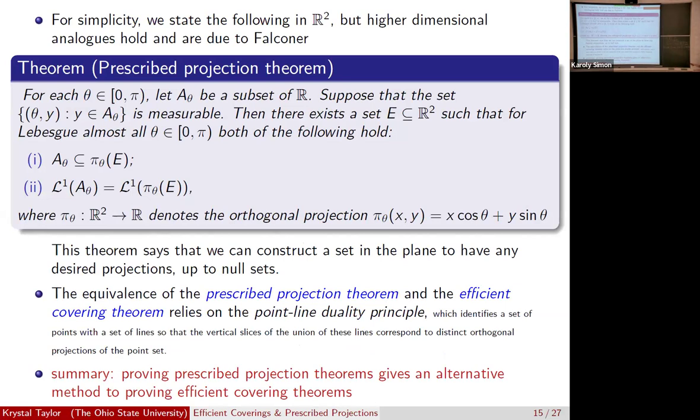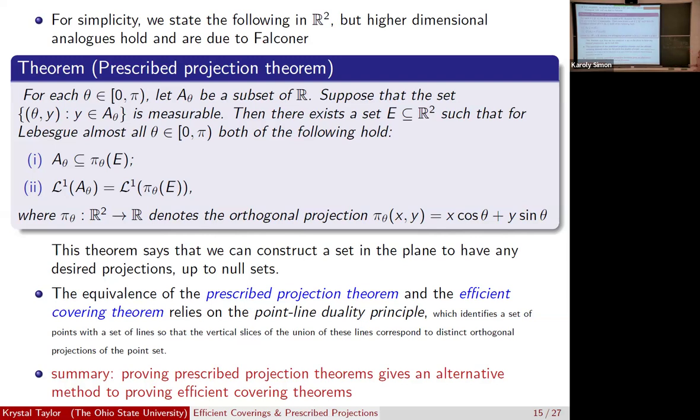Then there exists a set E in the plane that gives you those desired projections up to a measure 0 error. In particular, the image of this wonderful dust set E covers A theta for almost every theta, and it has the property that the measure of the difference of these two is 0. In other words, the one-dimensional Lebesgue measure of these two pieces is 0. Throughout, pi theta denotes the orthogonal projection. So the theorem says we can construct a set in the plane to have desired projections up to a null set.